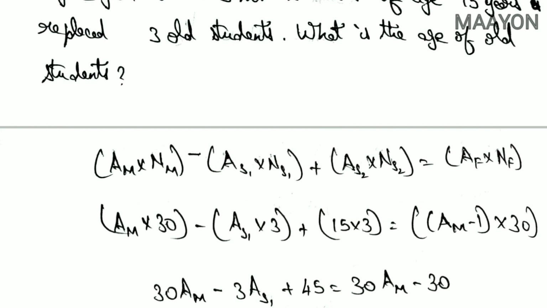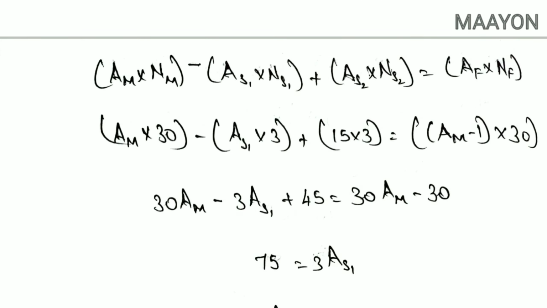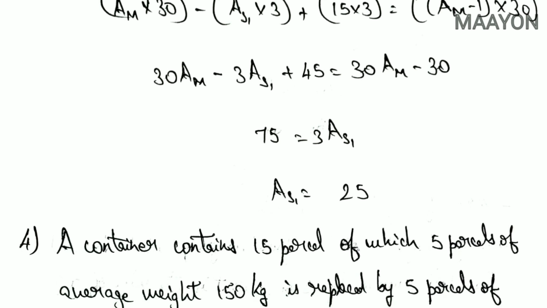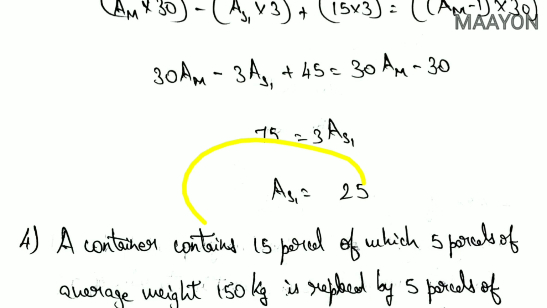Then doing the calculations: 30 AM minus 3 AS1 plus 15 into 3, 45, equals 30 into AM, 30 AM minus 30 into 1, 30. Solving the equations, 30 AM gets cancelled, 30 to the left side gives 75, and 75 divided by 3 gives AS1 equal to 25.